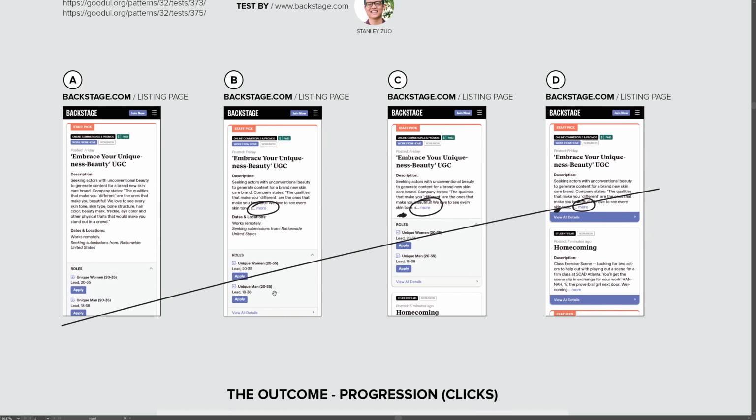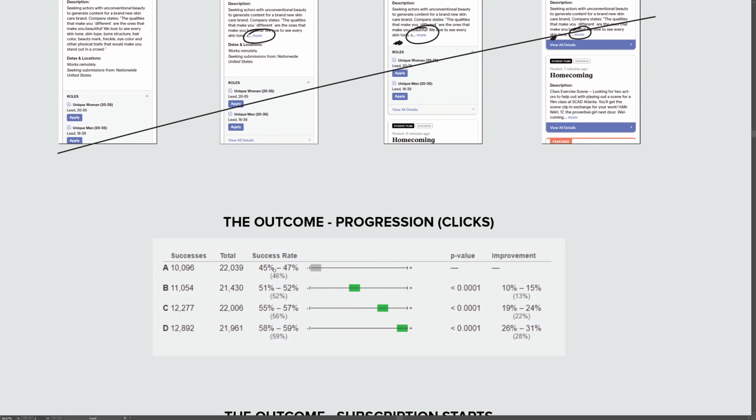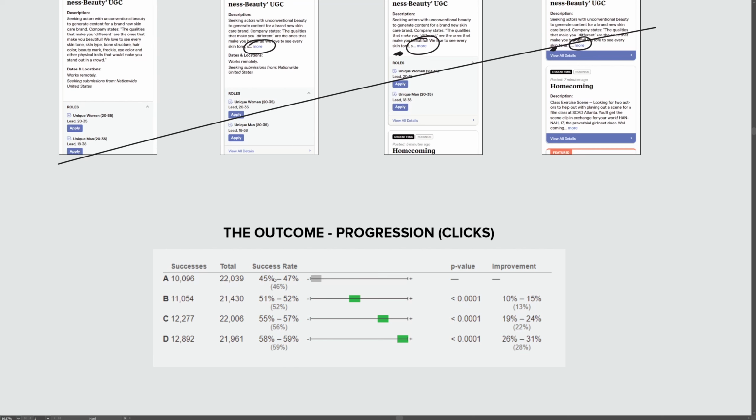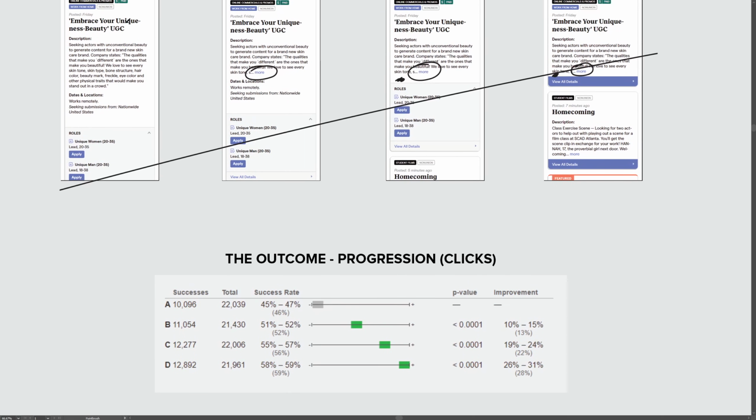And the outcome, what was measured initially, was progression or clicks. So clicks are anytime someone opens up these particular role or detail pages, and they go into more detail. Some of these calls to action are also repeated there. There's a bit more information there, very particular to that casting call. And these are clicks. So this is like a shallow metric.